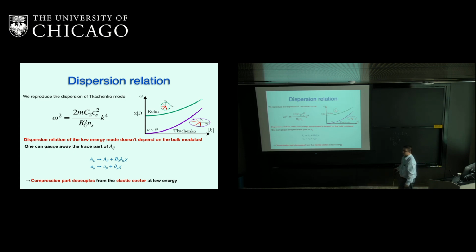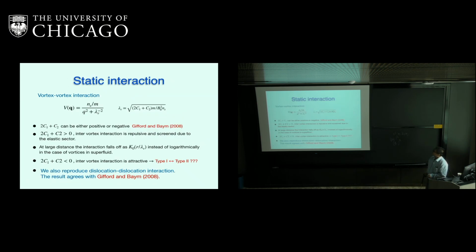In the dual picture, you can see that you can get away with the trace part of the stress. Basically, the compression part decouples from the elasticity sector. That's why the Kachenko mode only has energy dependent on the shear modulus. Another thing that we can create is the vortex-vortex interaction.